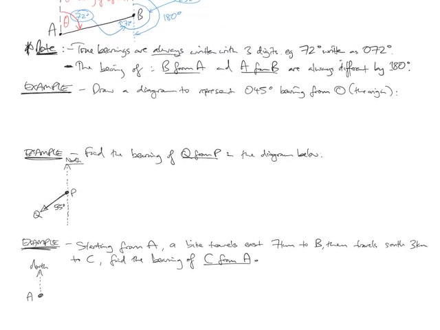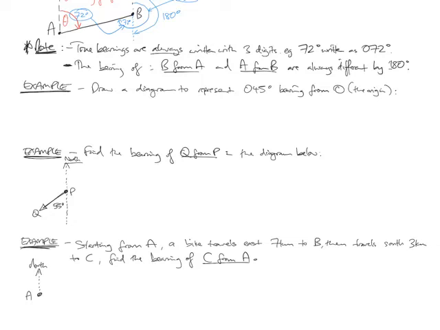Draw a diagram to represent 045 degrees bearing from 0, the origin. So let's say 0 is the origin. North is 0 degrees. So 45 degrees is going to be exactly between 90 degrees, which is east, halfway between that and 0 degrees north. So that is 045 degrees bearing there. That's a diagram of that.